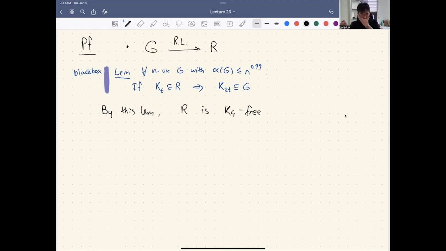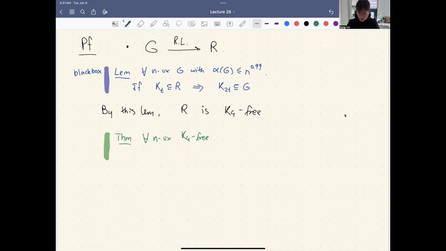Now we want to use another black box, which I will not prove either, but it's an interesting statement on its own for K4 free graphs. So here's a theorem. This type of statement is interesting on its own. There is plenty of research on this type.